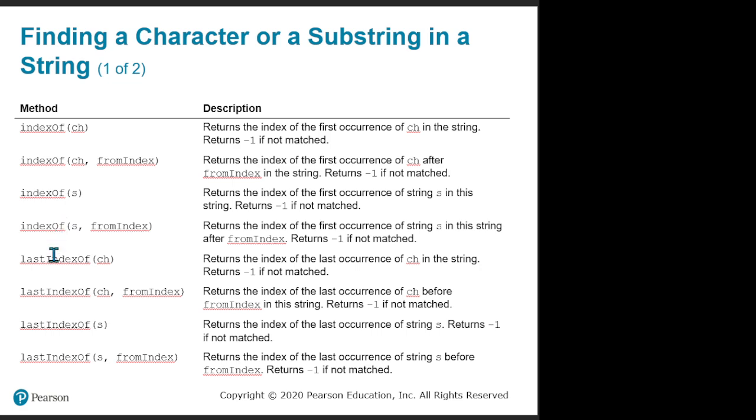The last occurrence goes the opposite. It searches from the back forward, and you can also give it a character or a string. And both of these will return a -1 if nothing matches.